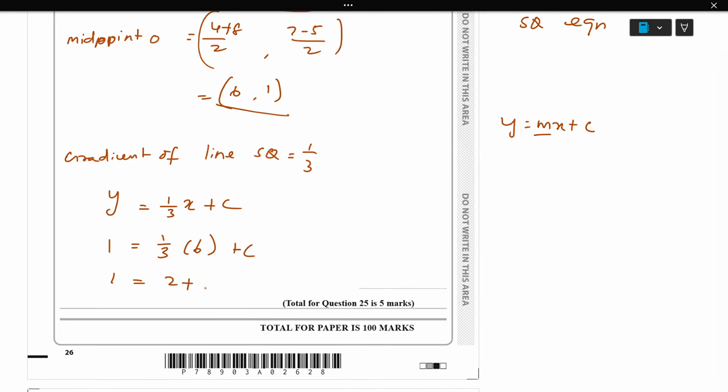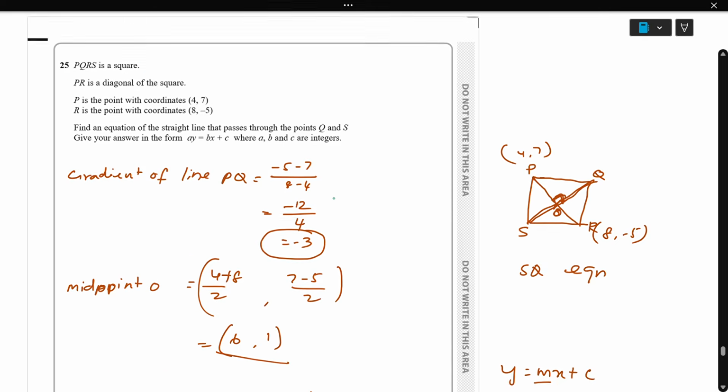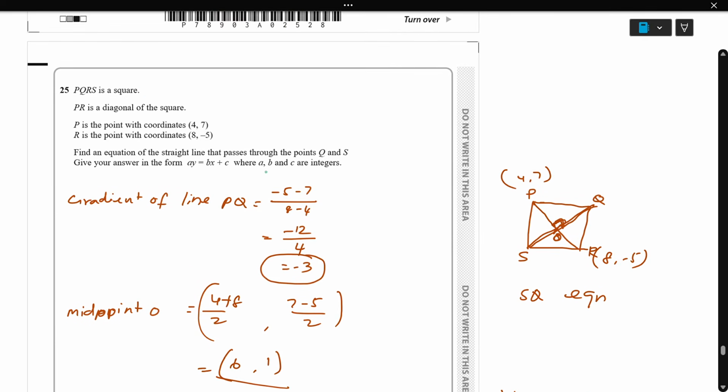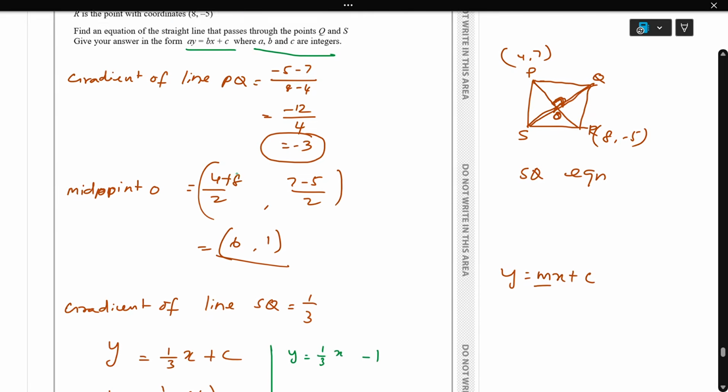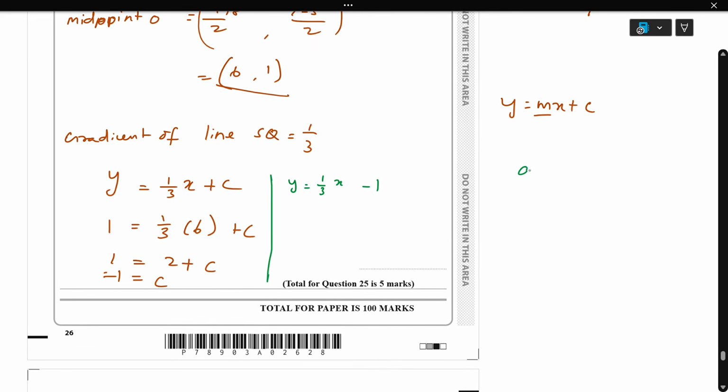Then the line equation becomes y equals 1 by 3 x plus c. The line equation is y equals mx plus c, where m is the gradient. Now I'm going to find c. The line passes through the point O, (6, 1). Just substitute: 1 equals 1 by 3 times 6 plus c. So 1 equals 2 plus c, which is minus 1 equals c. So c equals minus 1. The equation becomes y equals 1 by 3 x minus 1.